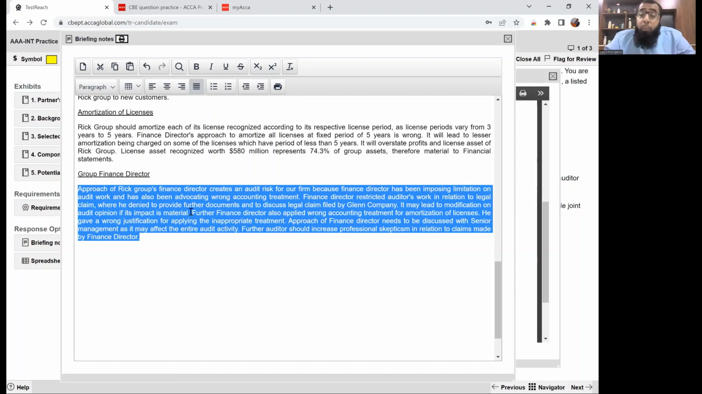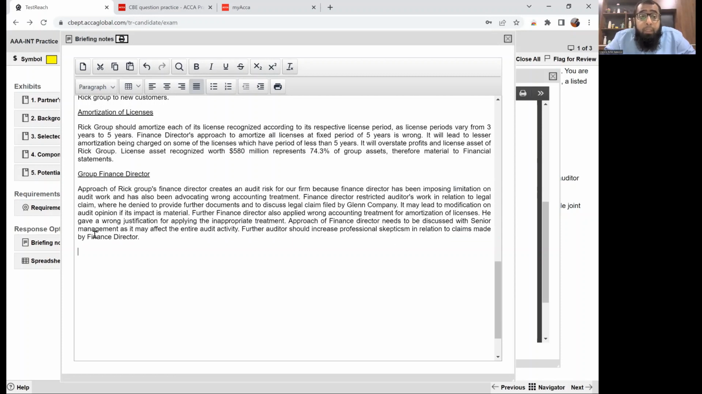It may lead to modification on audit opinion if its impact is material, because if you don't provide the evidences and if it is material, then it will lead to modification of opinion. Further, the finance director also applied wrong treatment for amortization of license. He gave a wrong justification for applying the inappropriate treatment. The approach of the finance director needs to be discussed with senior management, as it may affect the entire audit activity. Is it clear?